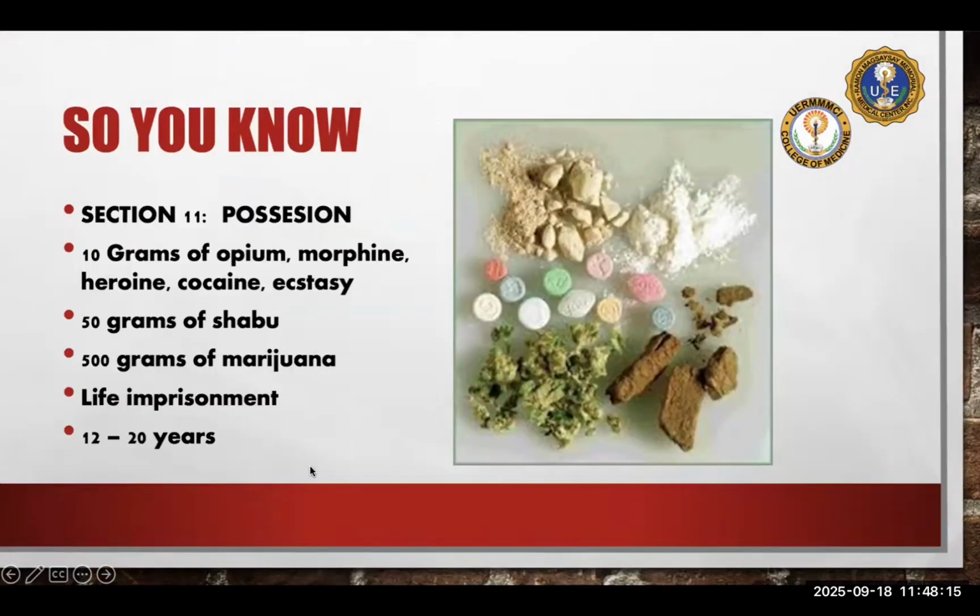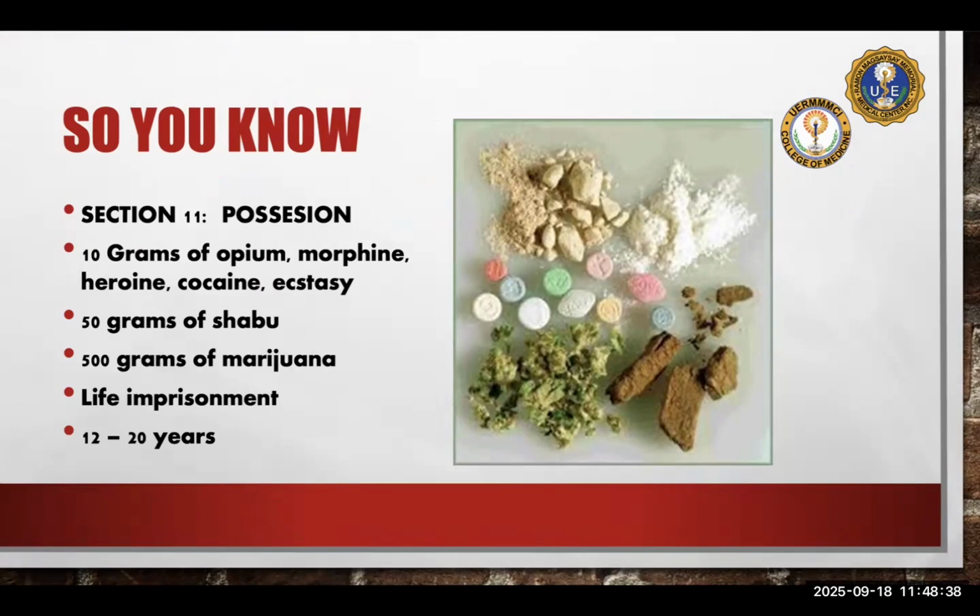Some important sections of the law that you should know include Section 11, or drug possession. Drug possession was originally punishable by the death penalty, but since the abolition of the death penalty, it has become life imprisonment. But technically speaking, this section punishes drug pushing. There's no actual drug pushing in the law.